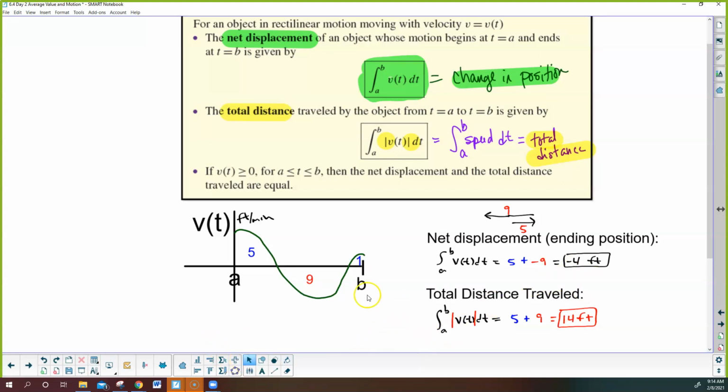Now, in a couple of units, Unit 8, they're going to give us a starting position. So let's say I started 10 feet away, then I would take my ending position plus 10, and that would tell me where I started or stopped.